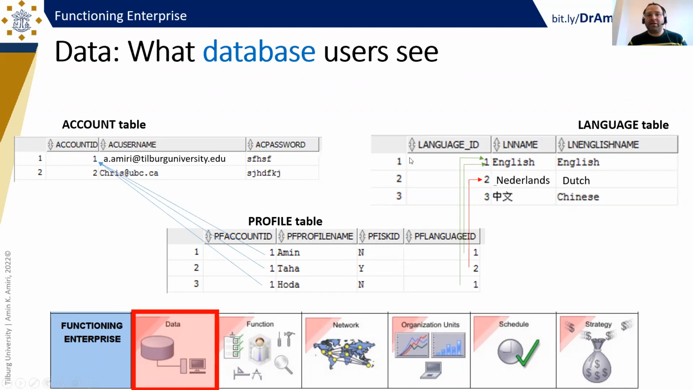We also have different languages supported on Netflix, and that database user can have access to that. So you would see English, Netherlands, and Chinese here. There is an English name and the name of that language in the language itself, and also a language ID.